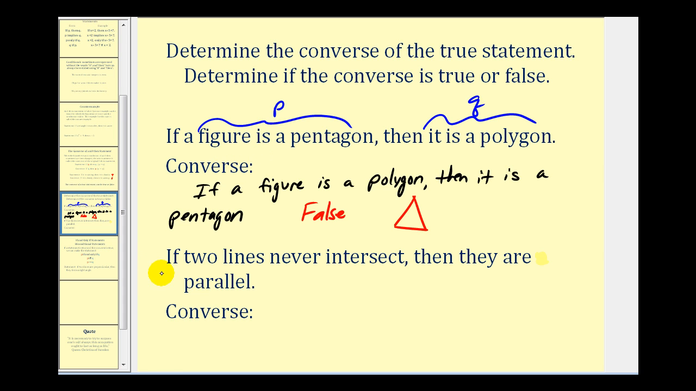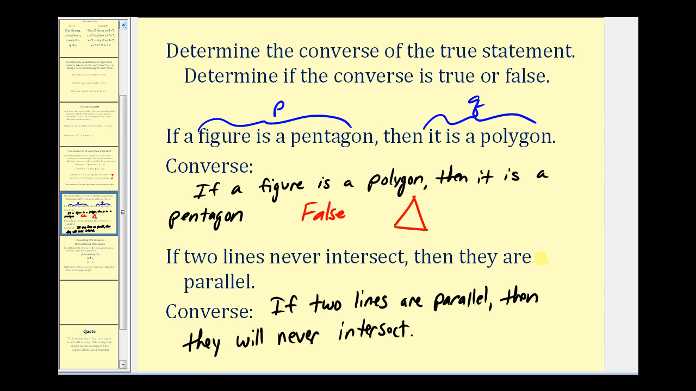Our second example, if two lines never intersect, then they are parallel. So the converse would be, if two lines are parallel, then they will never intersect. And this converse is true. If two lines are parallel, by definition, they will never intersect.